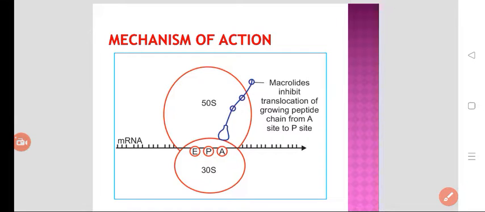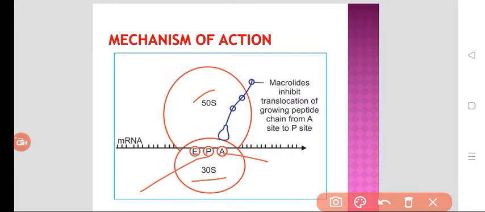So what we have seen is the mechanism of action. As you can see here in the picture, this is the ribosome. This is the 30S ribosomal subunit, and this is the 50S ribosomal subunit. This is the A site, which means acceptor site. Then there is a P site. Now this is the mRNA, the messenger RNA.